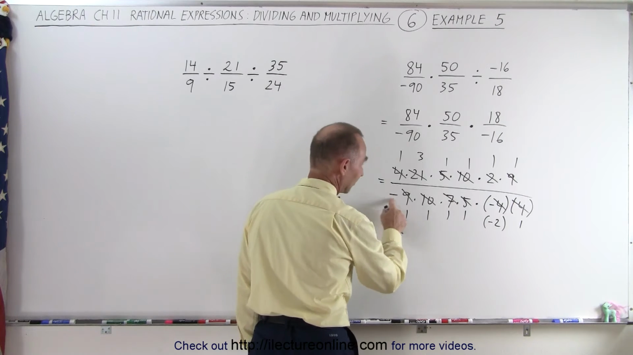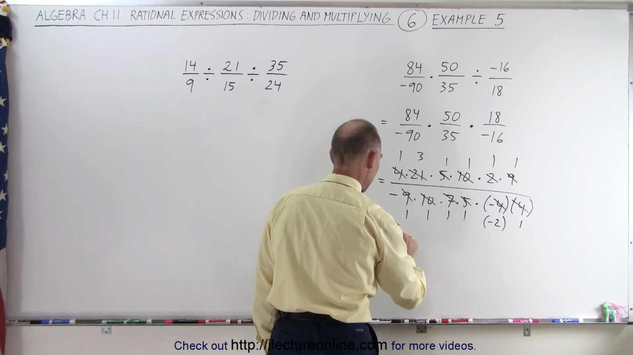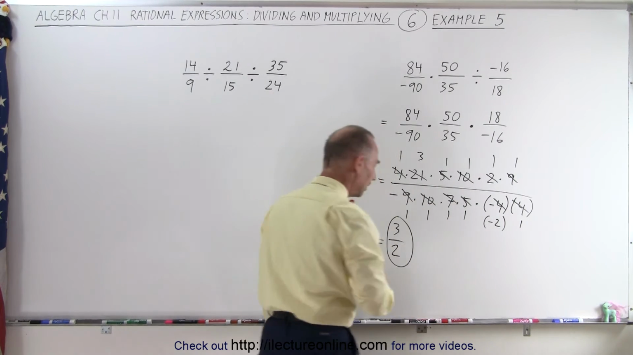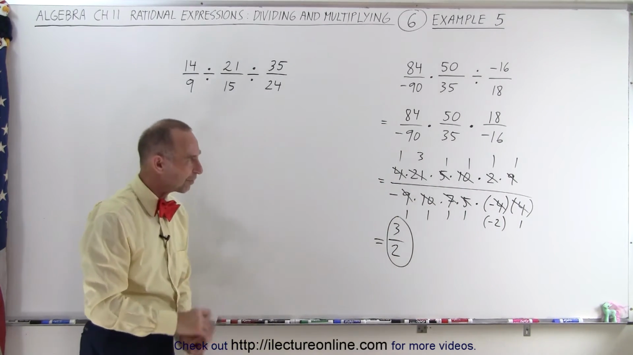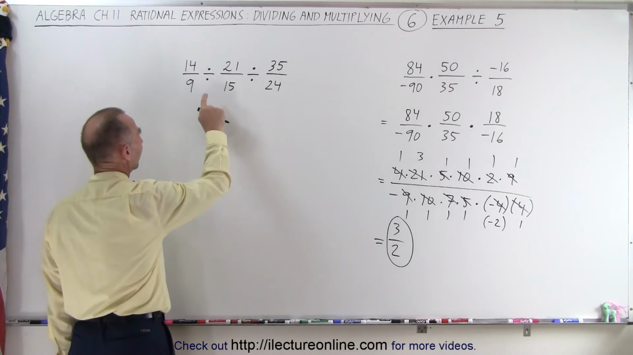But notice we have a negative times the negative, that becomes positive. So in the numerator we have a 3. In the denominator we have a positive 2. So the final result is 3 over 2. So that was kind of fun and straightforward. But what do we do when we have something like this?